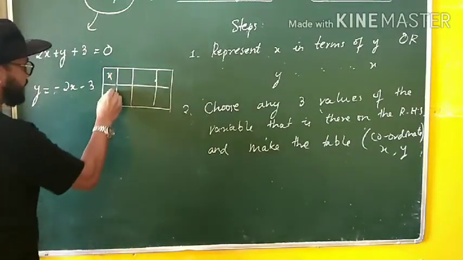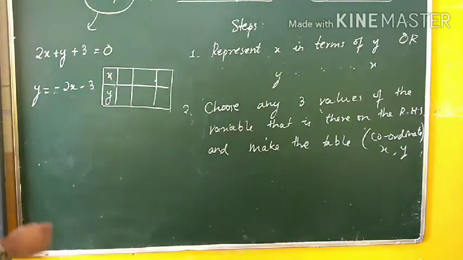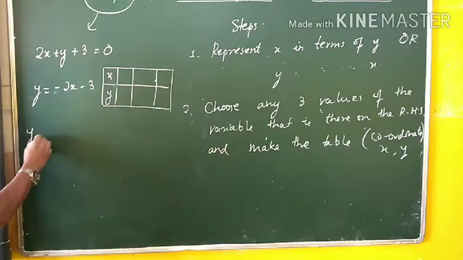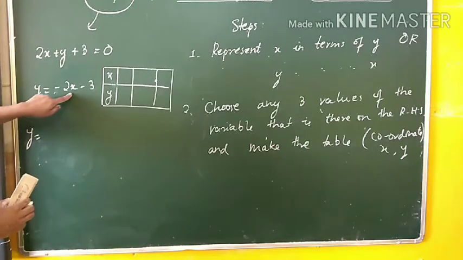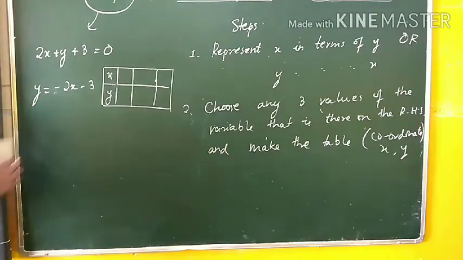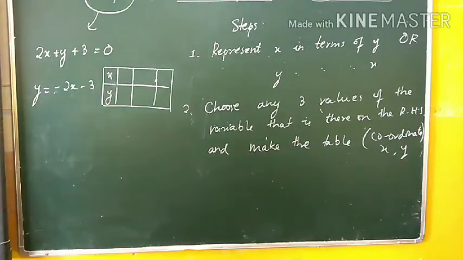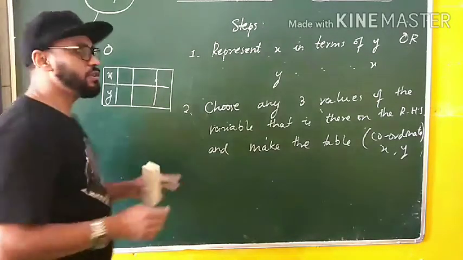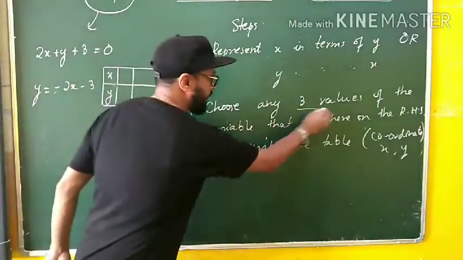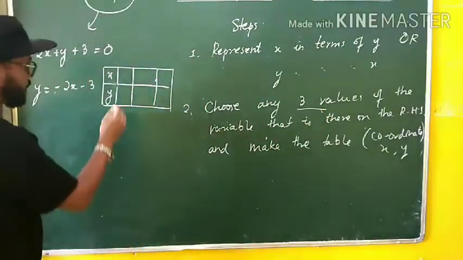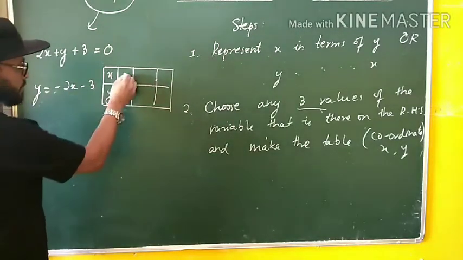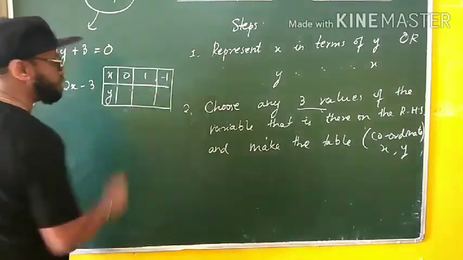So x and y. Now y is equal to, now this is the dependent variable, so all of its value depends upon the variable that is there on the right hand side. So what we do here is we'll take any 3 values. See, we have to take 3 values. So we'll take any 3 values arbitrarily or randomly. But I suggest you take 0, 1 and minus 1.